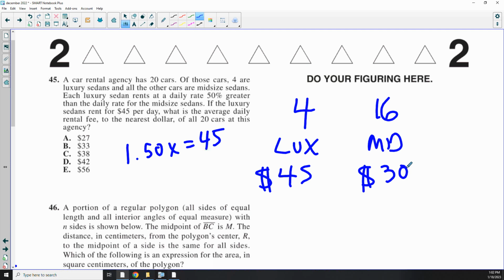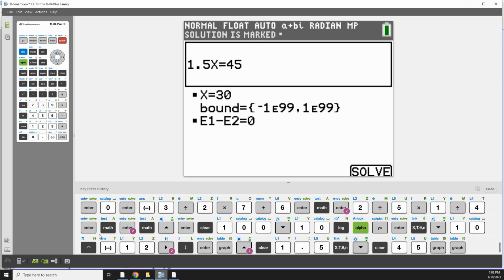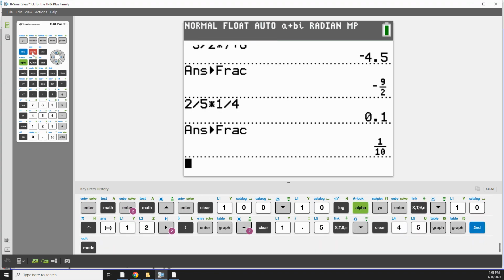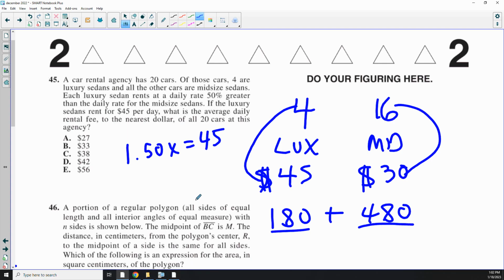Now, what's the average of the cars? Average is total. So you're going to multiply 4 by 45 and get 180. And 16 times 30 is 480. So it's 180 plus 480 is 660, divided by 20. $33 a car.